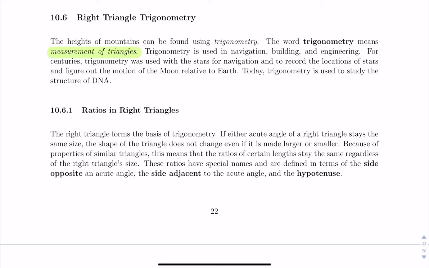If either acute angle of a right triangle stays the same size, the shape of the triangle does not change even if it is made larger or smaller. Because of the properties of similar triangles, this means that the ratios of certain lengths stay the same regardless of the right triangle size. These ratios have special names and are often defined in terms of the side opposite an acute angle, the side adjacent to the acute angle, and the hypotenuse.